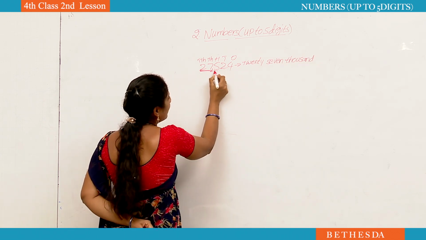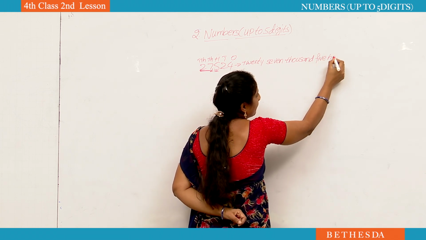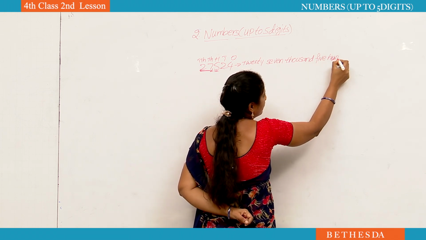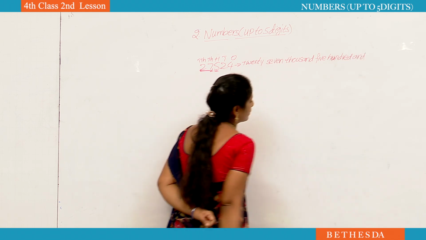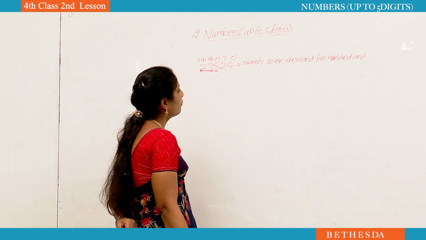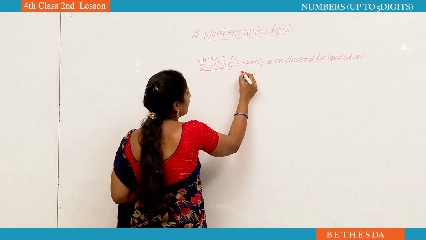Next, how many hundreds are there? 5. 500. After the hundreds we have to keep a comma. After 100 we have to write "and". 27,524.